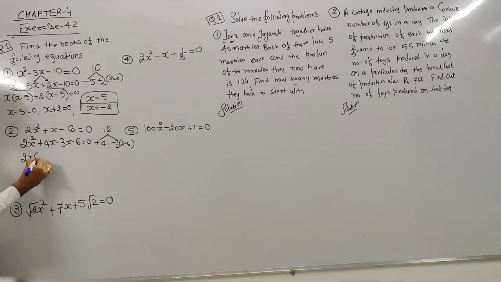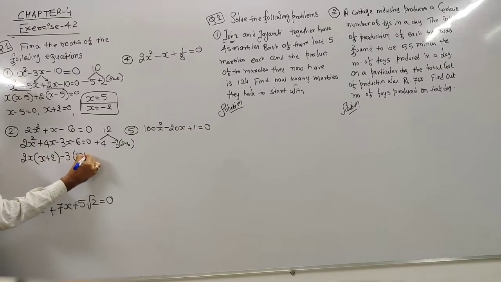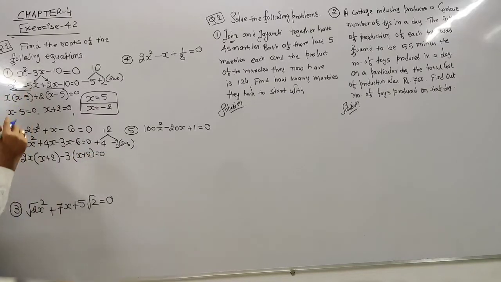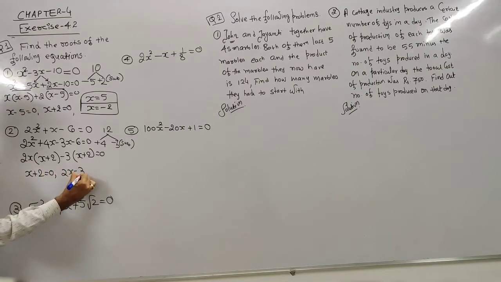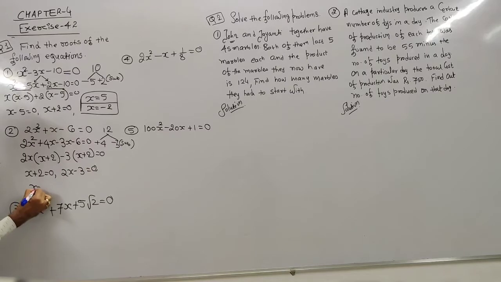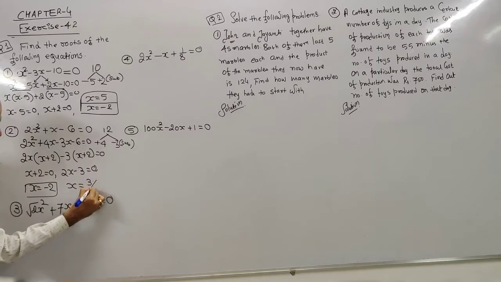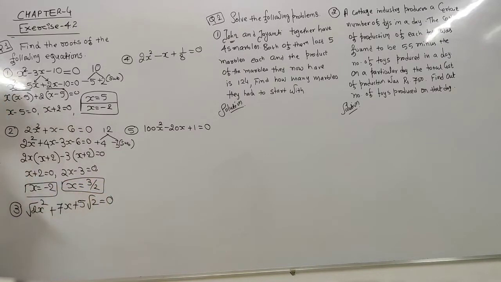So 2x common, so x plus 2, minus 3 common. Again you get x plus 2 is equal to 0. So x plus 2 is equal to 0 and 2x minus 3 is equal to 0. So x is equal to minus 2 and the second one x is equal to 3 by 2. So first of all you have to use the method of trinomial, divide 12 into 2 parts, then use the common factor method, you will find the value of x, and that is the roots of the quadratic equation.